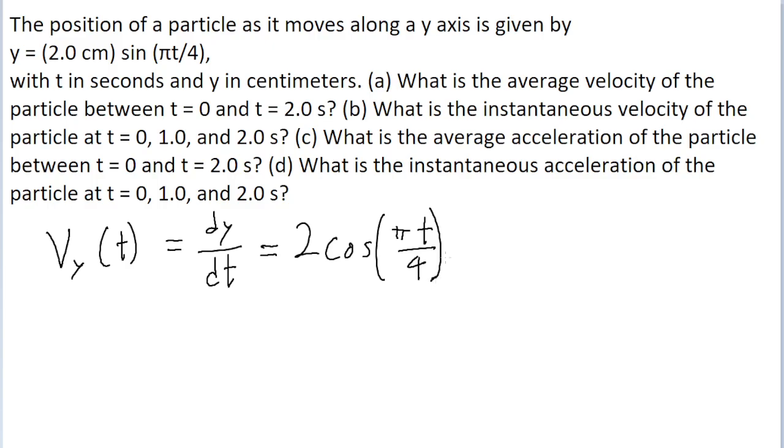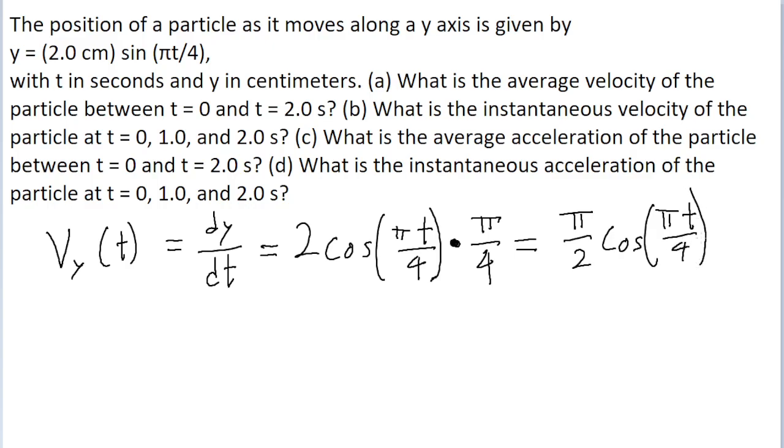And then to take the chain rule, we also have to multiply by the derivative of the inner function. So we multiply by the derivative of pi t over 4 with respect to t, which is just pi over 4. And then this 4 will cancel out with this t. 2 over 4 is just 1/2. So this can be much more simply written as pi over 2 multiplied by the cosine of pi t over 4.